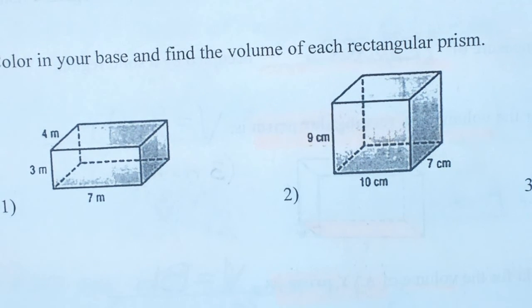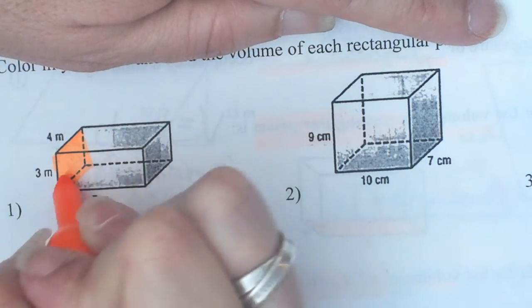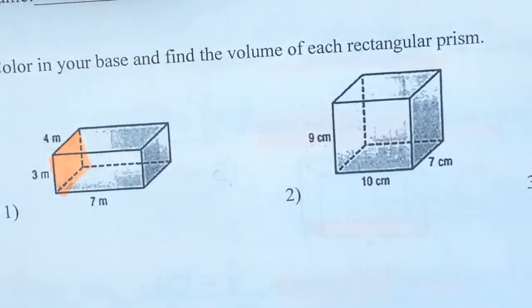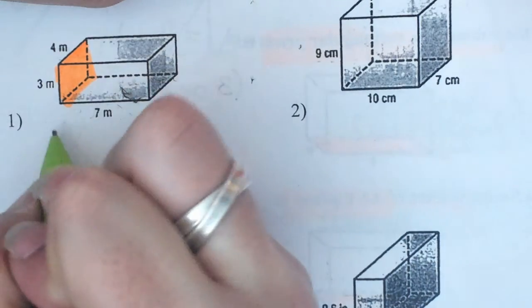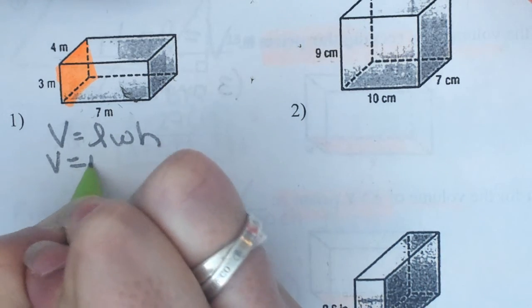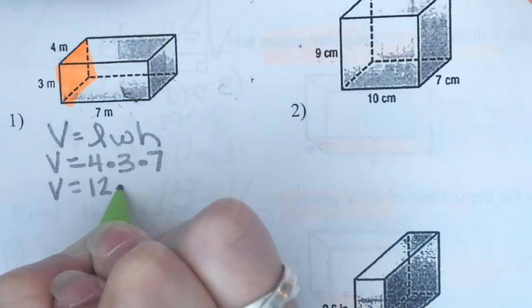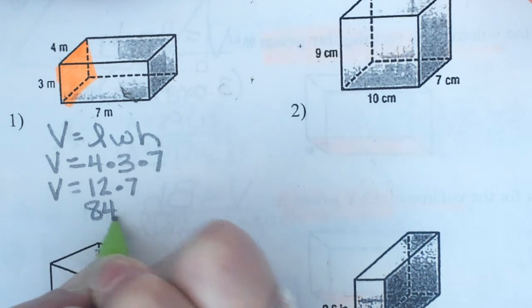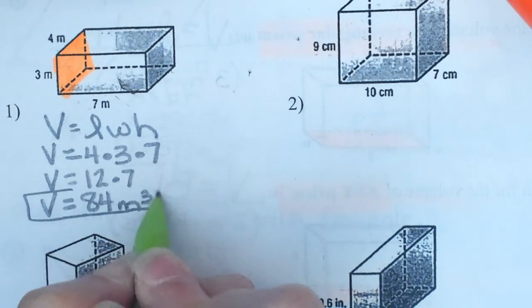So on number 1, what do you feel is the base? 3 and 4. Me too. I personally think it's 3 and 4. And I would say that that's my base. You don't have to. Just prove to me what you think it is. Volume equals 4 times 3 or 3 times 4 times 7. 84 meters cubed.